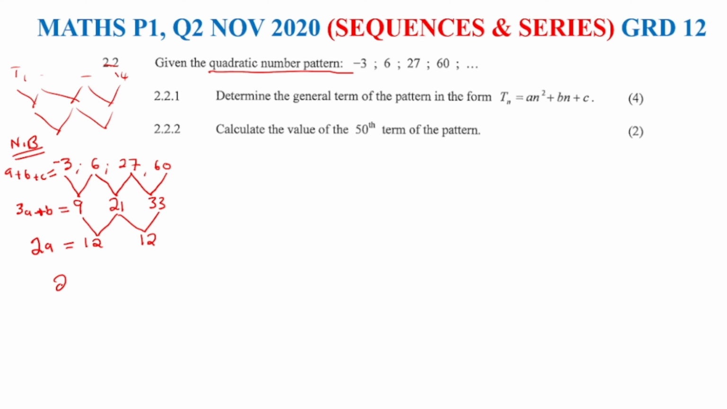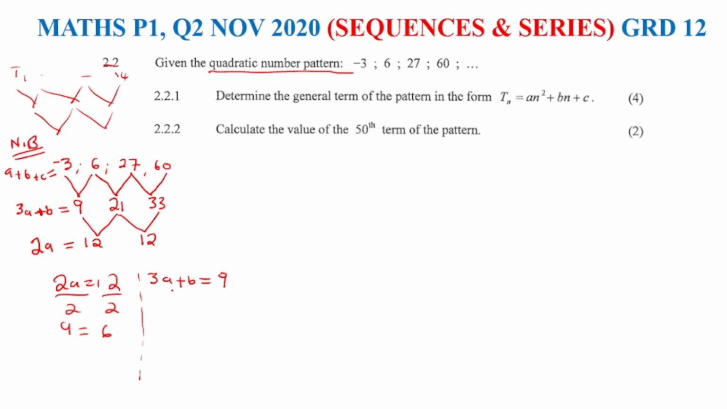Okay, so 2a is equal to 12. Therefore, in order for us to get the value of a, we need to divide by 2 on both sides. Therefore, a is equal to 6. Okay, and then we come to this side and say, all right, 3a plus b is equal to 9.